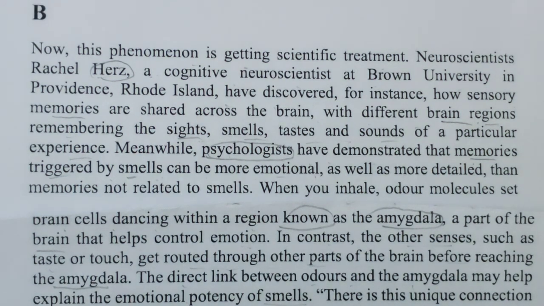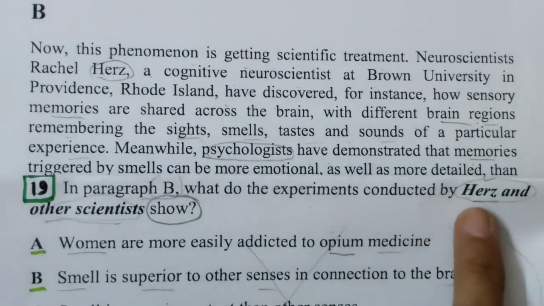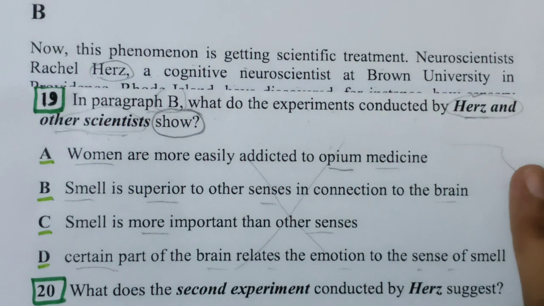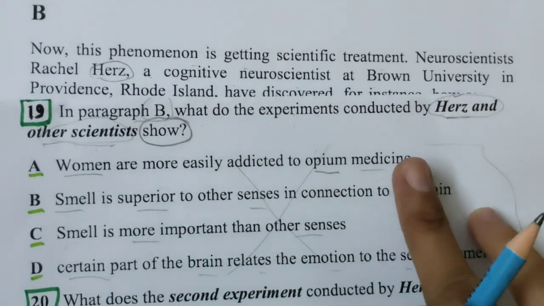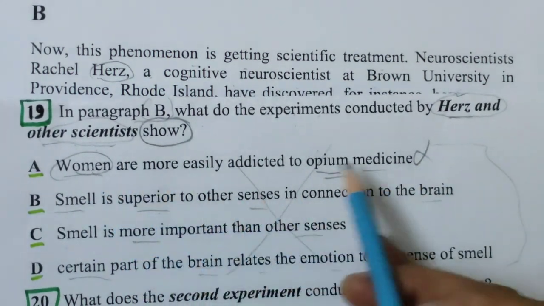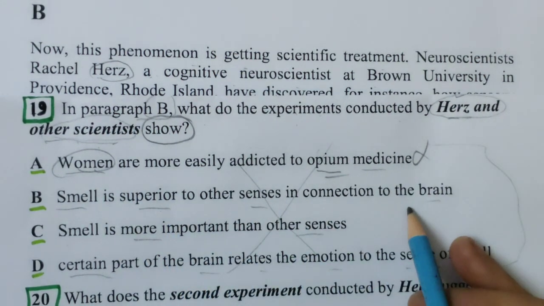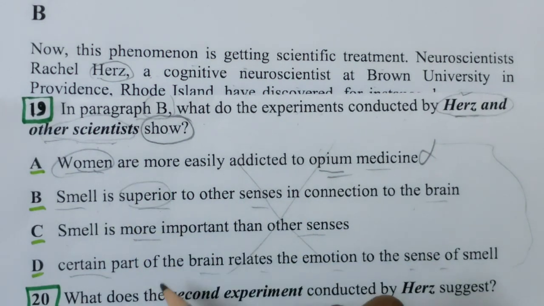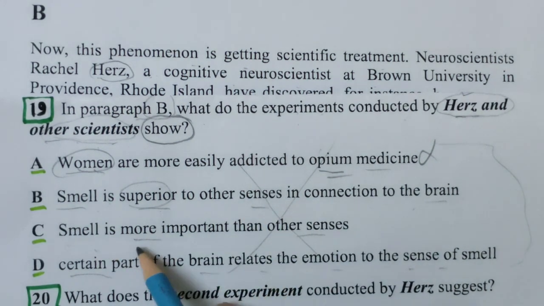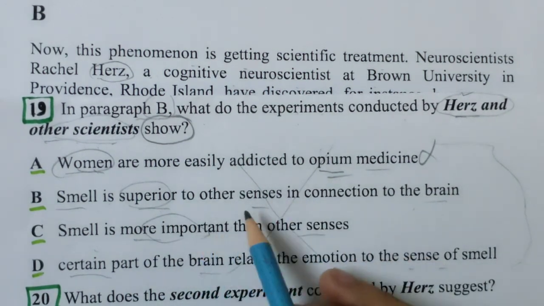Okay, now let's look at the question statement. We have tried to understand and we have read everything about Hertz and other scientists. Now we will read the options and try to eliminate the options which they were not discussing in the paragraph. So here they were not talking about any of this, so we will cut it. And smell is superior to other senses in connection to the brain. I think they are not talking directly like smell is superior to other senses, smell is more important than others. So it means the same, more important than other senses. Also, it is not directly given.